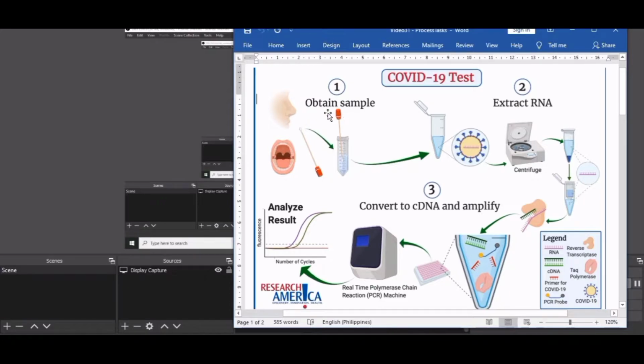For example, the first step in the process is obtaining a sample, the second step is extracting the RNA, and the third step is converting such RNA to cDNA and amplification. Obviously this kind of process task is for medical professionals. I don't think a process task like this is going to appear in the actual IELTS exam, but I just chose it because it's quite relevant for the times.